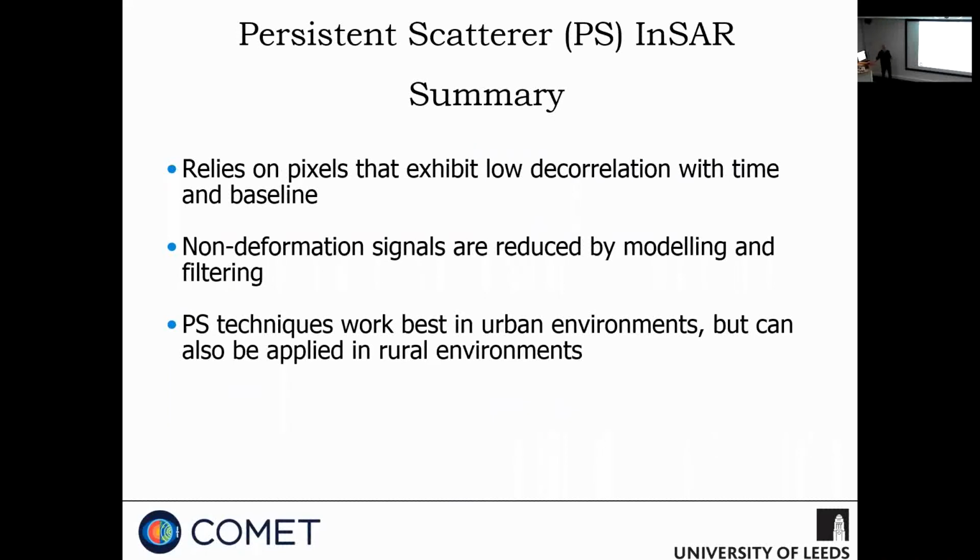Okay, so a summary of Pierce's approach then. First of all, you're relying on these pixels that have very low decorrelation throughout your whole series of images. You can reduce your non-deformation signals by modeling and filtering, and this works very well in urban environments. You'll see these techniques being used all the time in open environments too, but they're particularly good if you're interested in the local deformation going on in cities. Not normally, well, it can be related to geophysical problems.